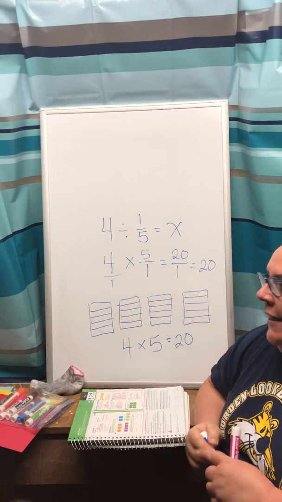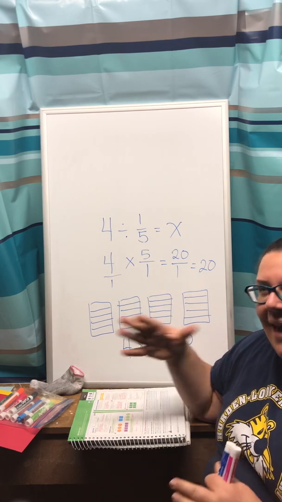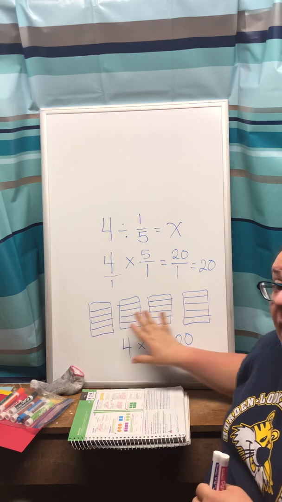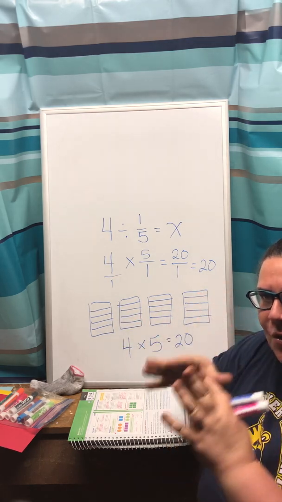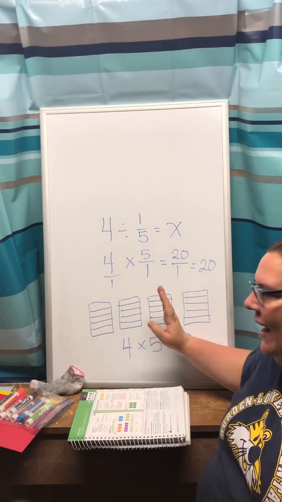One method, if you still need to actually see it, it's fine if you want to draw them out so that you can make sure that you're really understanding. Again, my whole number is how many I'm starting with.